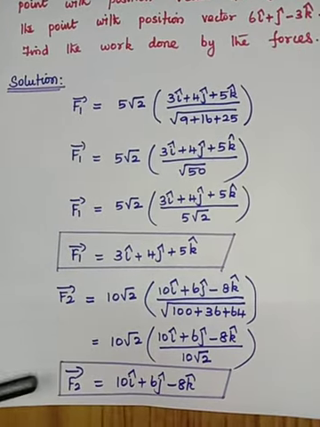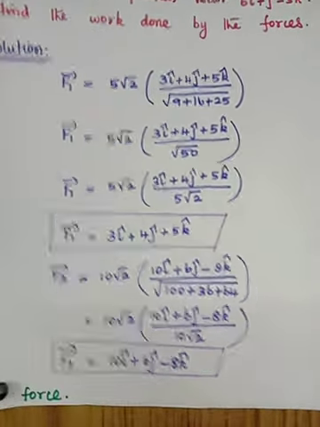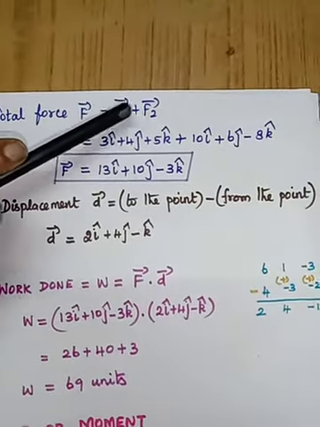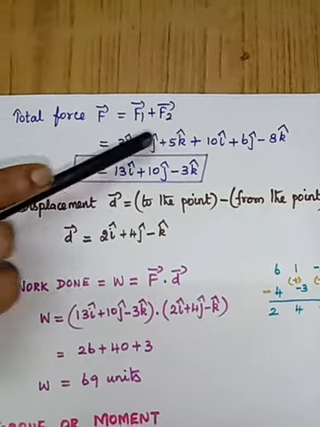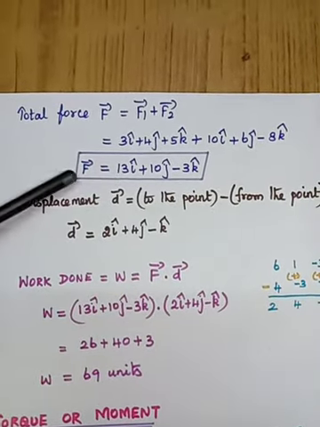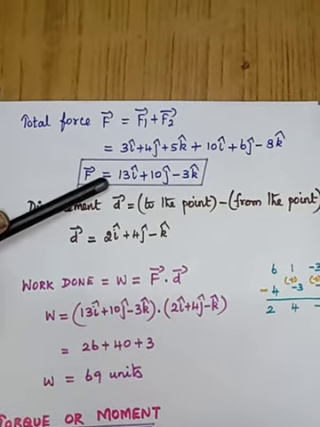So here two forces are acting. So the total force F vector is equal to F1 vector plus F2 vector. Both has to be added. The same components has to be added. So you will get the force F vector is equal to here.